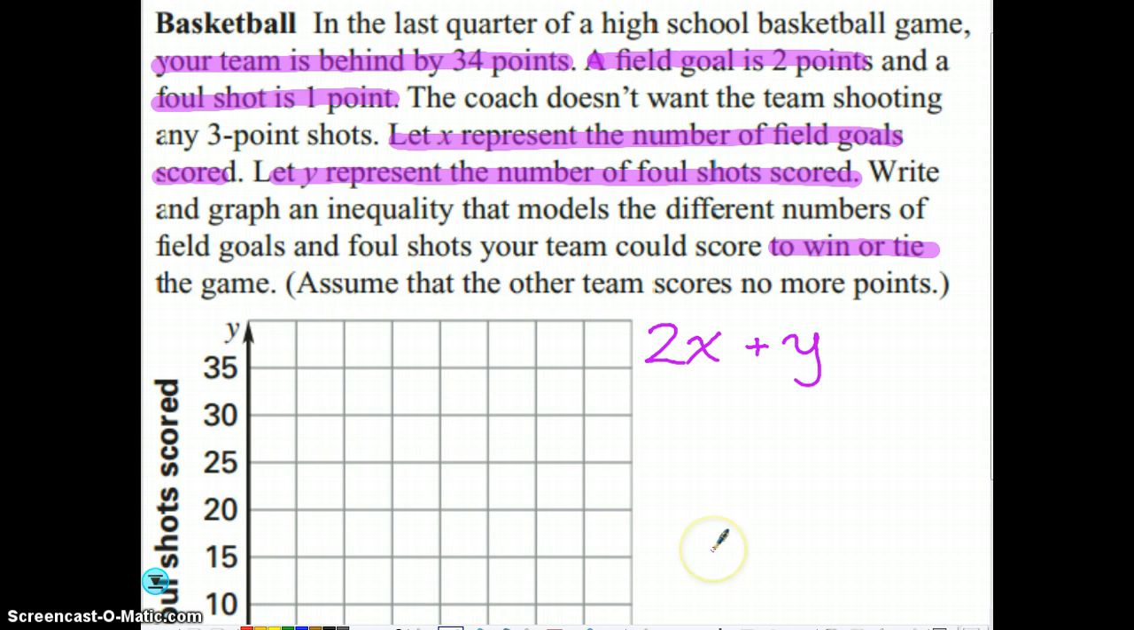That's right. So we know that this 2x piece here is telling us the number of points we're scoring with 2-point baskets, the field goals, and y is telling us how many points we are scoring with the foul shots. What do we know about that combination of points? That's absolutely correct. It has to be greater than or equal to 34. Wonderful. Alright, so we have written our linear inequality. So write, done. We now need to graph this.